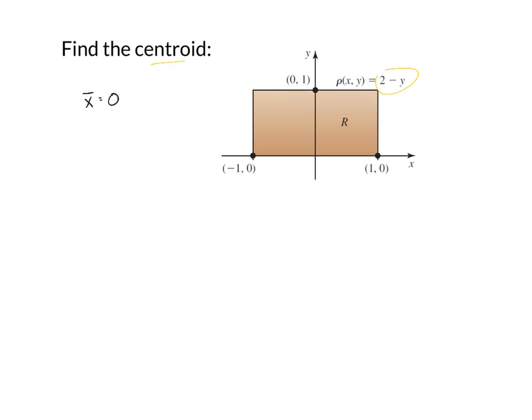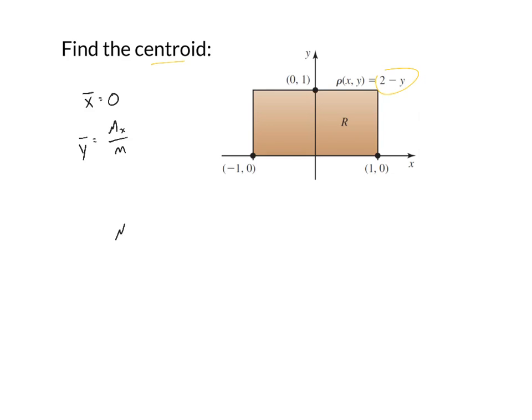Okay, so we've got to find y bar, which is equal to the moment about the x-axis divided by the mass. And we've got to do two separate integrals, one for the mass, one for the moment. This region is easier to work with because it is symmetric.